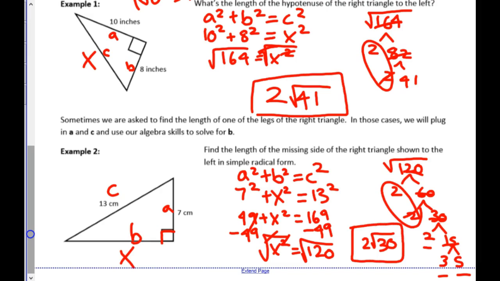Okay, so there's 2 ways to do it. Find a missing hypotenuse, and then also find a missing leg. You'll do that on the back.